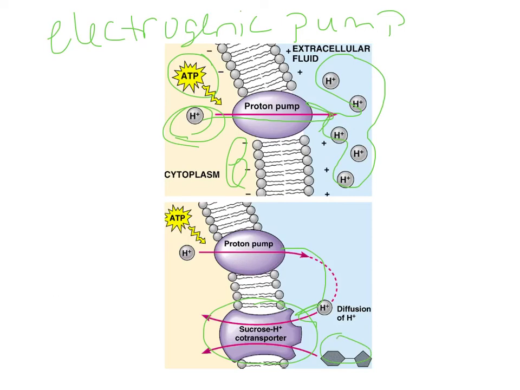These hydrogen pumps, these proton pumps, will be extremely important when we do cellular respiration and photosynthesis. They create the gradients that really help drive those chemical reactions.